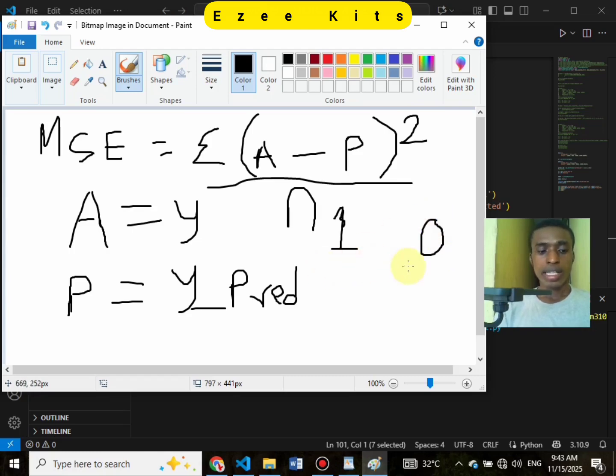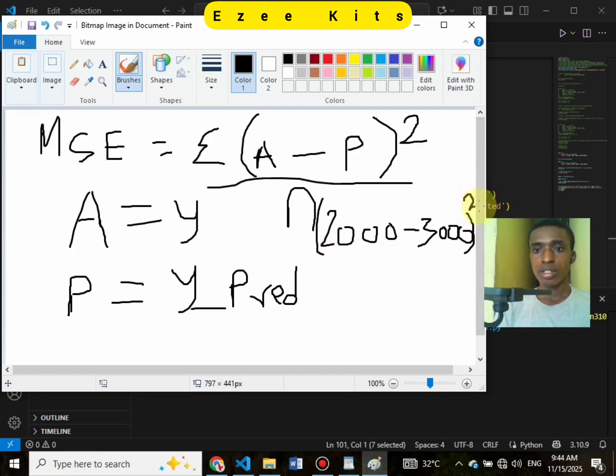Since this is a linear model, there's nothing like 1 and 0. Let's say the actual was 2000, for example, and the predicted was maybe 3000. What it's going to do is take this actual value that we have here minus the predicted, and then it's going to square them. It's going to do this for all the predicted and actual values.